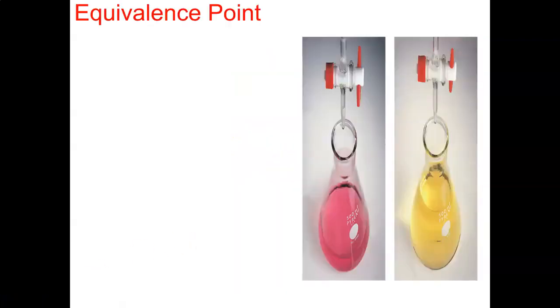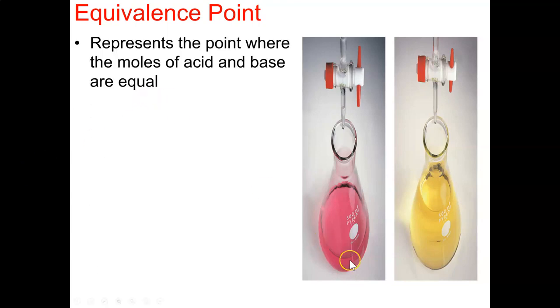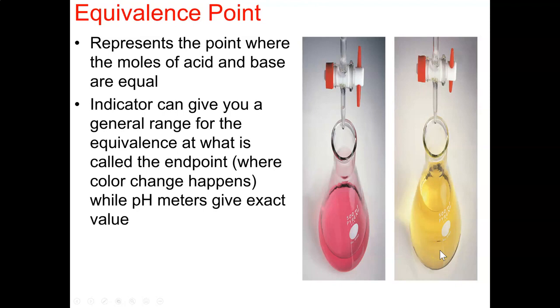What you're going to do is keep on adding until you reach what's called the equivalence point. Now, when you're doing this with a pH meter, it's really easy to pick up on because you have an exact number. But sometimes you use an indicator. The problem with the indicator is that it's going to overshoot your equivalence point almost every time. This color change is actually called the endpoint. The endpoint is different than the equivalence point. The endpoint is when your indicator changes color permanently.